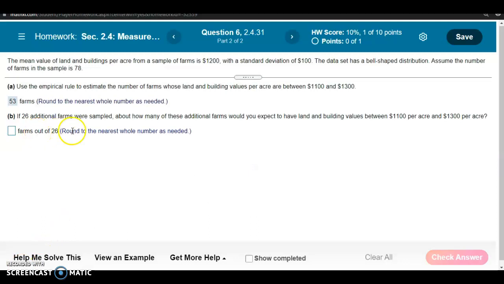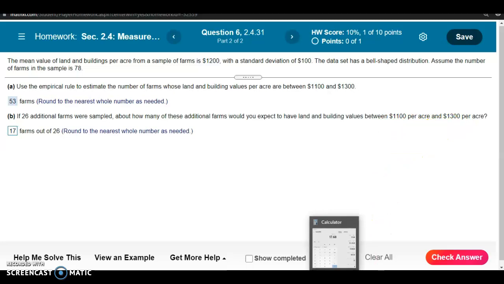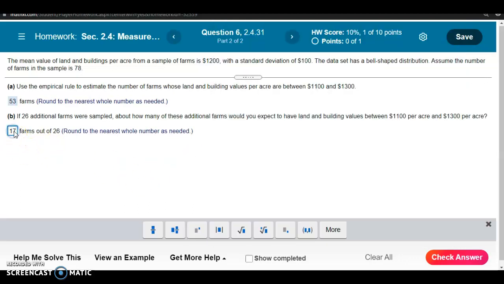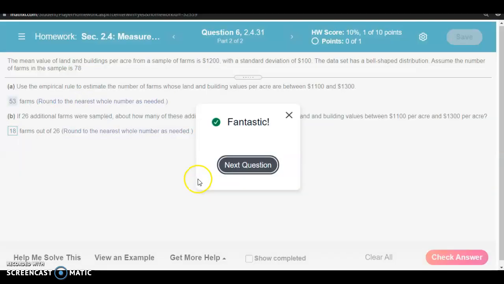Part B says, if 26 additional farms were sampled, about how many of those additional farms would you expect to have values between $1,100 and $1,300 per acre? So remember, between 1,100 and 1,300 is about 68%. So we're going to take 68% as a decimal and multiply by 26. Round it to the nearest whole number, so that's 18. So we're going to put as our answer 18, and we're going to check it, and that's correct.